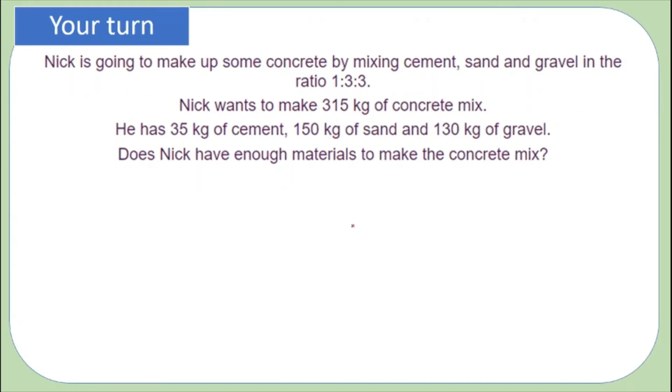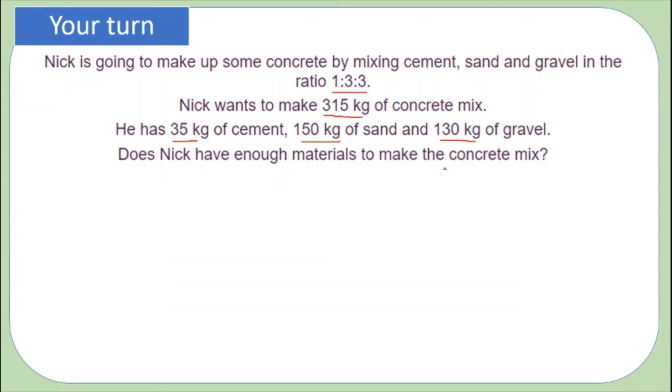Okay, same again. Now it is your turn. We have cement, sand and gravel again, mixed in the ratio 1 to 3 to 3. Nick wants to make 315 kilos and he has 35 kilos of cement, 150 kilos of sand, 130 of gravel. Pause it, use your notes, see what answer you get, and then unpause it for the final answer.